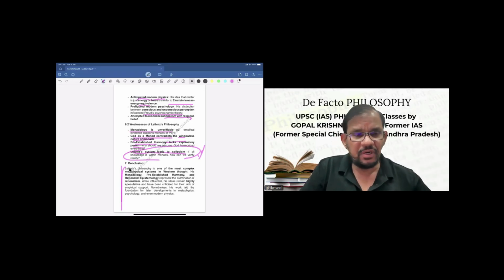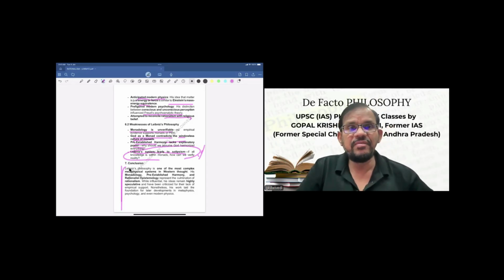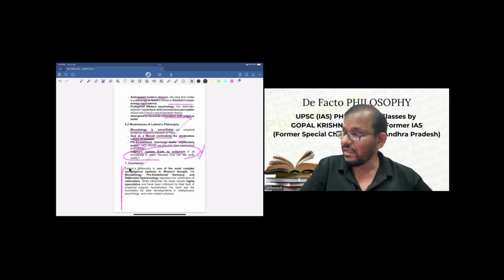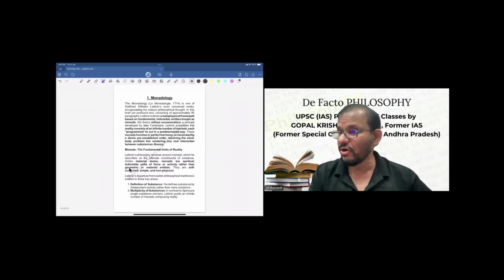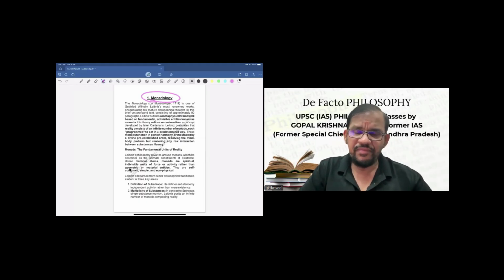Now, as I have already told, we will be discussing separately four questions or four topics related to Leibniz in a little more detail. Partly we have covered that already, but we want to discuss in more detail because those are the important topics if we take into consideration the civil services exam or UPSC exam. Now, first is monadology. Monadology, I have explained in brief. Now we will go into a little more detail.